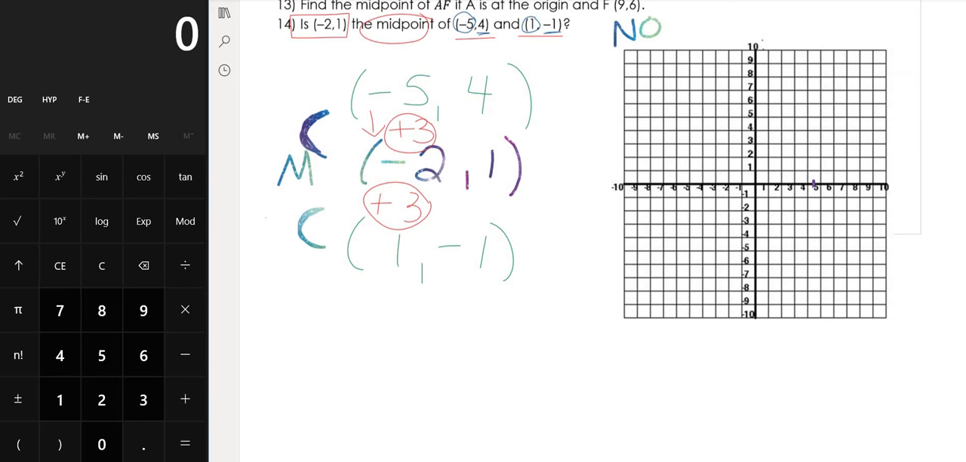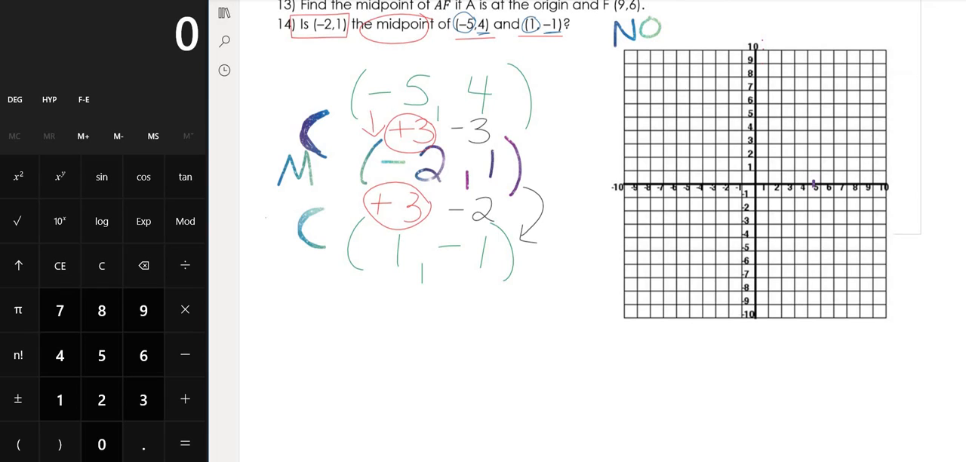Let's take a look at the y values. So for the y values, to get from 4 to 1, I'm subtracting, I'm getting smaller. From 4 to 1, I'm subtracting 3. Let's take a look at how I get from 1 to negative 1. To get from 1 to negative 1, I'm subtracting again, but I'm only subtracting 2. 1 minus 2 gets me to negative 1.